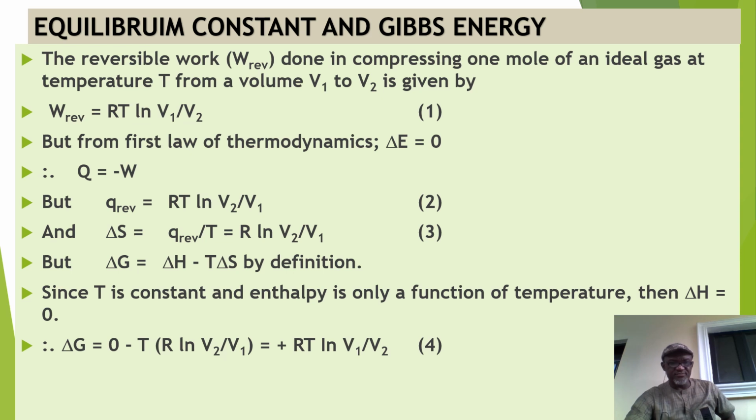But again, delta G is equal to delta H minus T delta S. So since T is constant and enthalpy is only a function of temperature, then delta H is equal to 0. Therefore, delta G will be equal to RT ln V1 over V2. So you can see that our delta G is actually equal to W reversible. Equation 1 and equation 4 are the same.